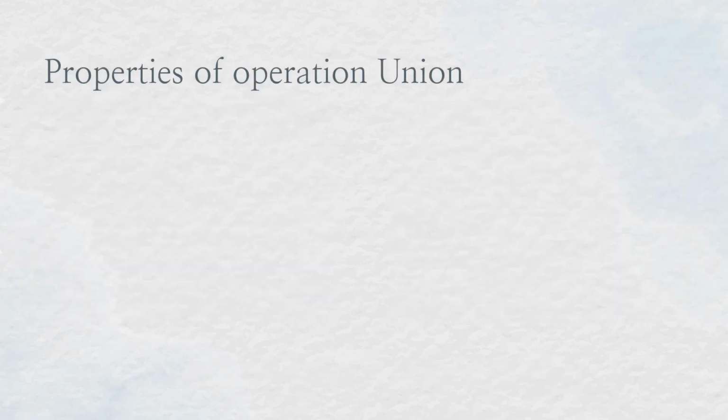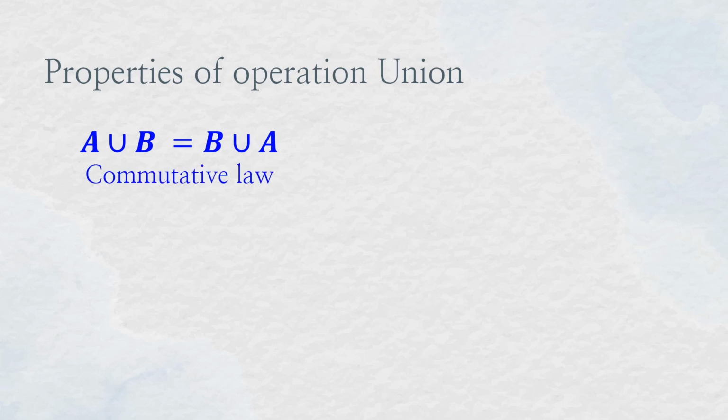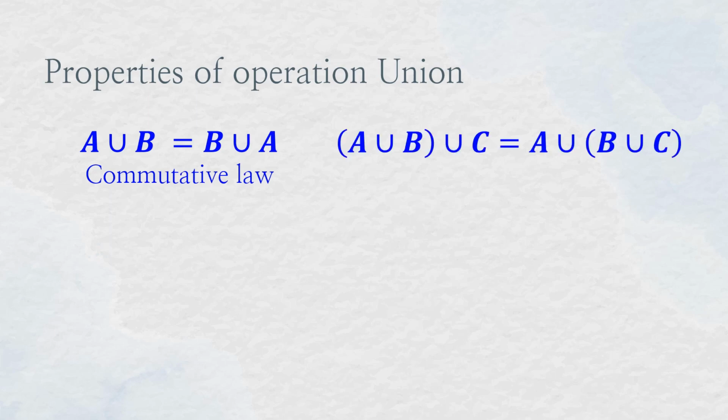Now there are some properties of the operation union that need to be learned. Suppose that we want to find union of two sets A and B. We can either find A union B or we can find B union A. The result will be the same. This is called commutative law. Now again, suppose that we want to find union of three sets A, B and C. We can group any of the two sets together. The result will be the same. This is called associative law.